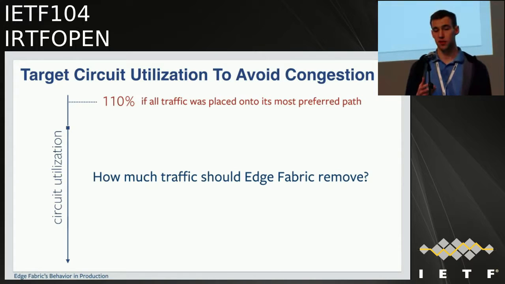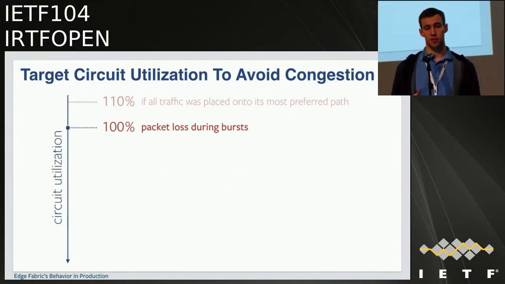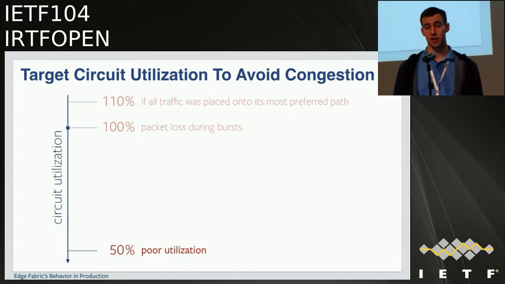So one of the things we have to decide when a link is projected to be overloaded, which means that Edge Fabric believes that the demand would be greater than its capacity, is how much traffic Edge Fabric should move off of that link. Now, if we move very little traffic, only enough to get down to 100% utilization, then we're going to end up with packet loss during bursts. Likewise, if I move a significant amount of traffic and now I'm at 50% utilization, now I'm getting poor utilization of those short direct links. And I'm not making good use of my capacity.